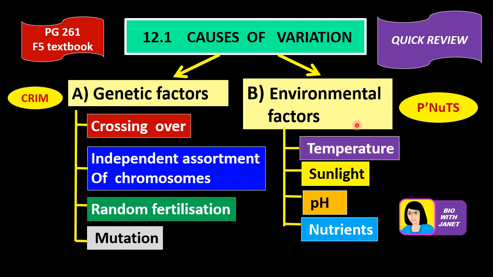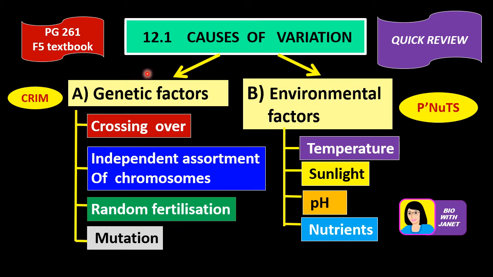Next are the environmental factors. Examples are temperature, sunlight, pH, and nutrients, that may cause variation among organisms of the same species. So this one will not be discussed in this essay question, right? But we can form the word peanuts with it. P for pH, NU for nutrients, T for temperature, and S for sunlight. So think of cream peanuts, or peanut cream, right? To remember the causes of variation, peanut cream.